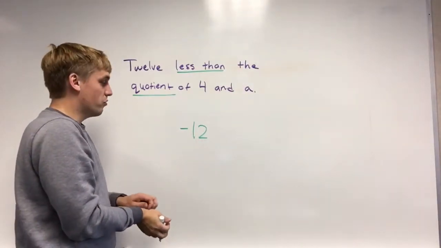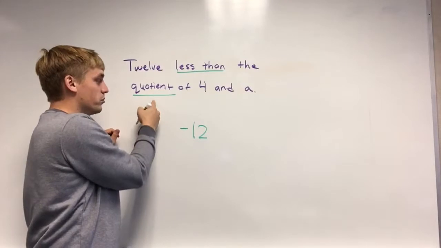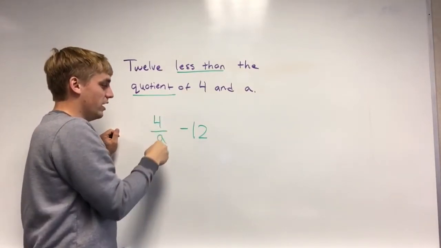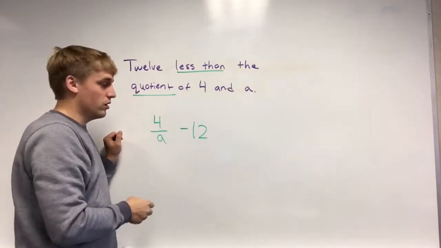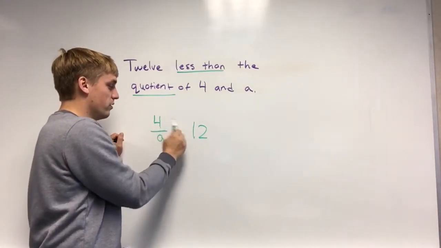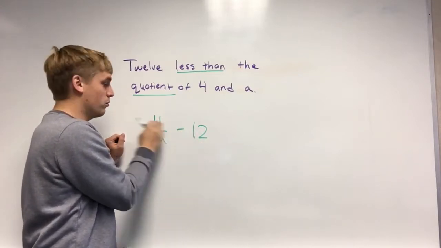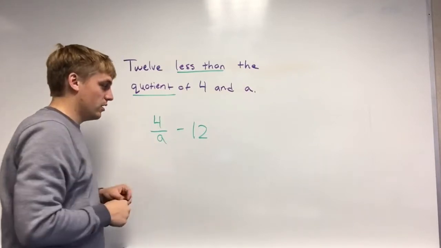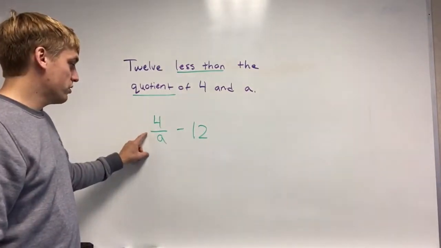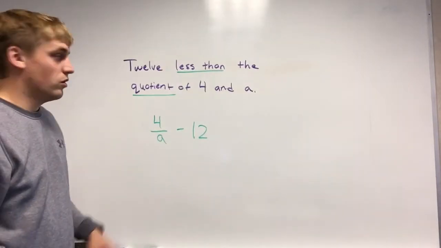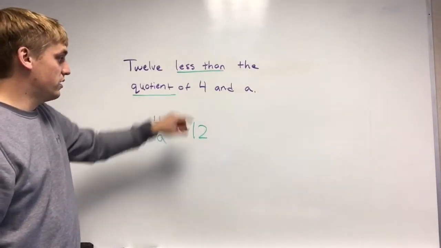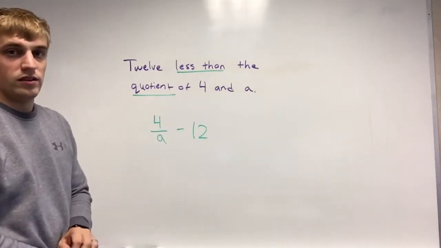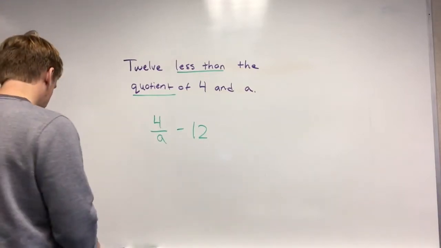The quotient of 4 and a. So quotient means division, so we're just going to write 4 divided by a minus 12. So 4 over a minus 12. 12 is less than whatever 4 divided by a is. Okay? So 4 divided by a minus 12. Or 12 less than the quotient, division, 4 divided by a. Alright, let's try one more.